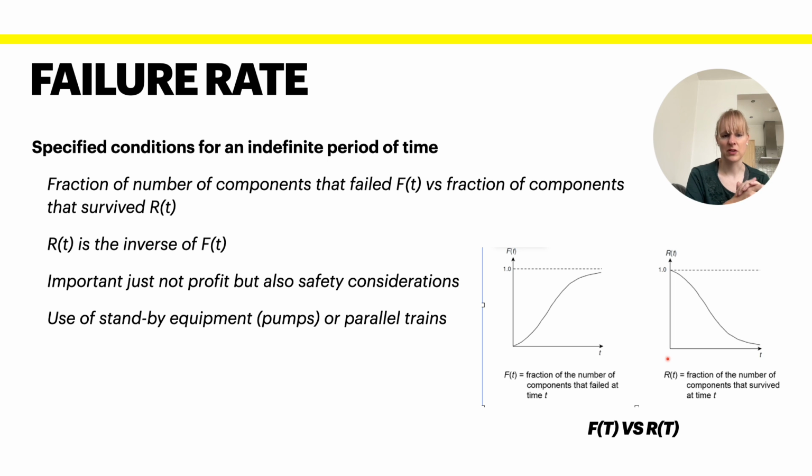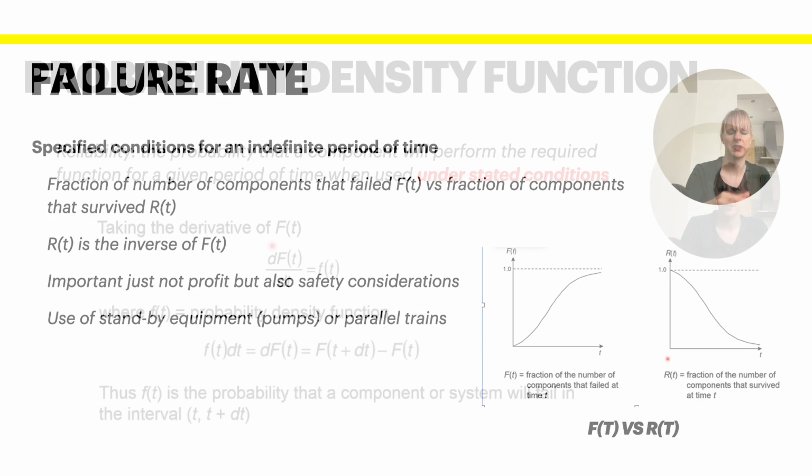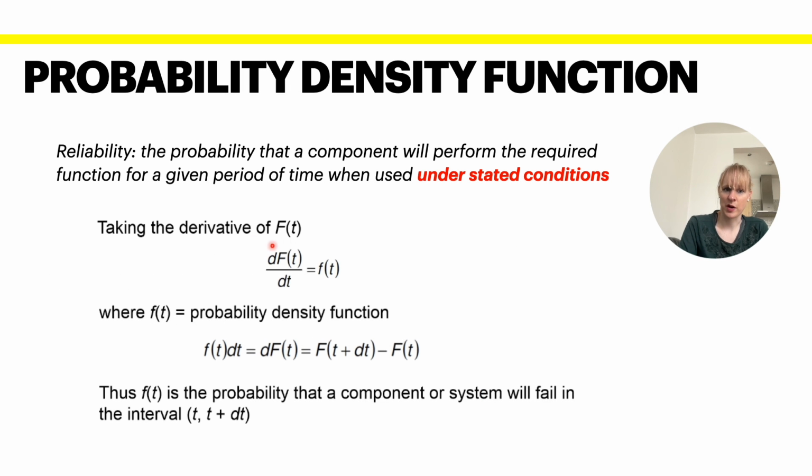The first thing you then need to look at is how you can actually calculate these values and the failure rate. Now that we've looked at the general concepts, let's look at the formulas that are important here and how we get to the failure rate. First, let's think about what reliability is. It's the probability that the component, or whatever you're looking at, will perform the required function for a given period of time when used under specific conditions.